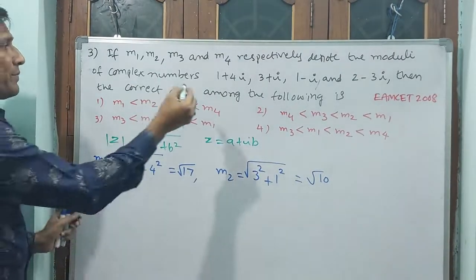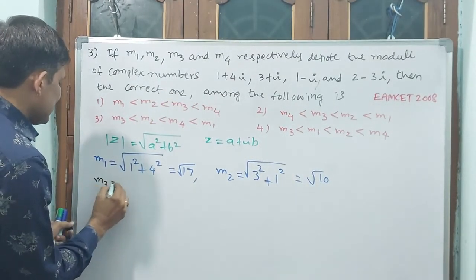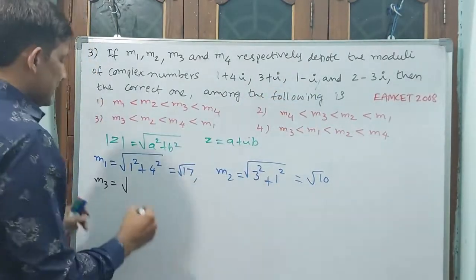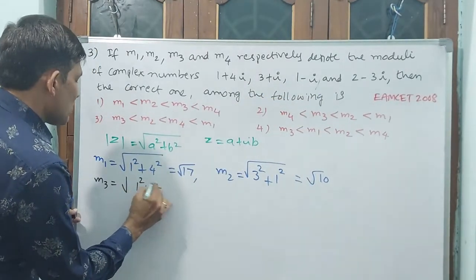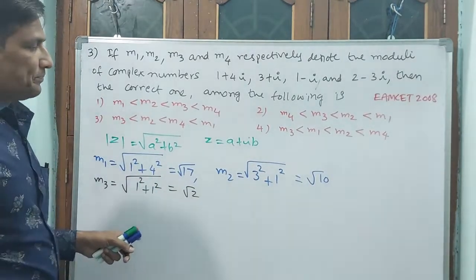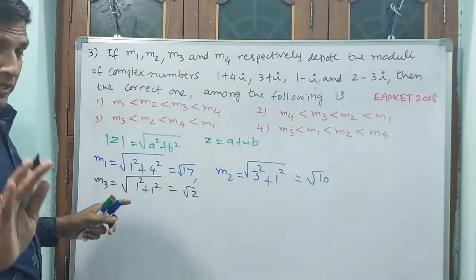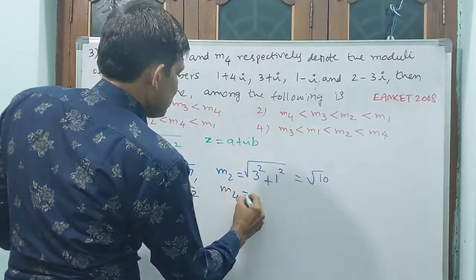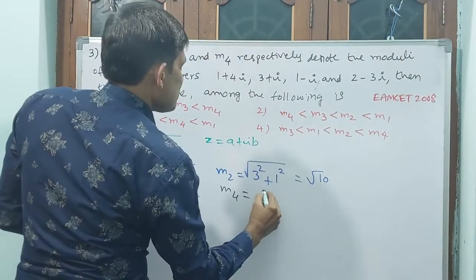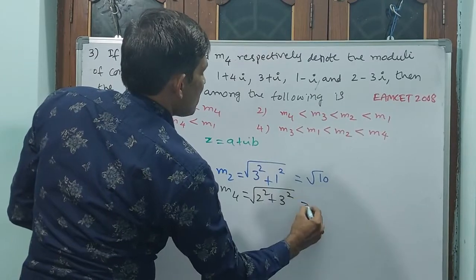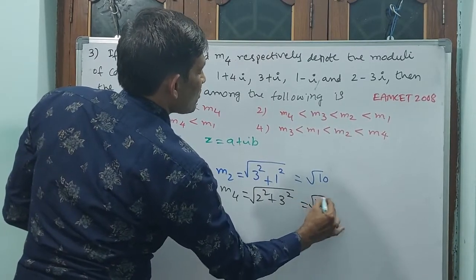Let us go for m3. Square root of 1 square plus 1 square. 1 square plus 1 square under the root is equal to 2. Root 2. All will come under root only, don't forget. Go for m4: 2 square plus 3 square under root, 4 plus 9, 13. Root 13.